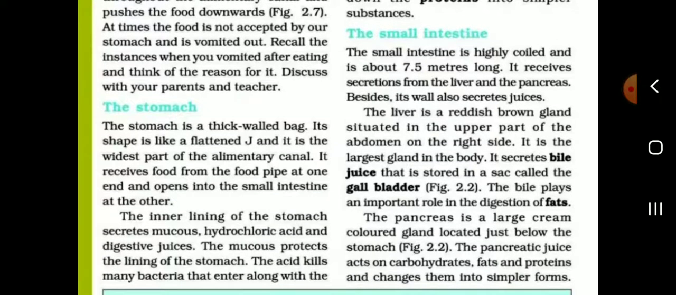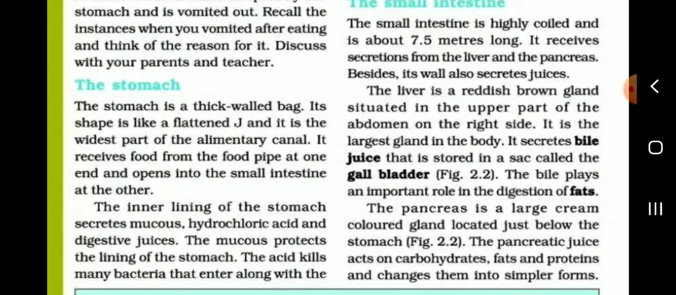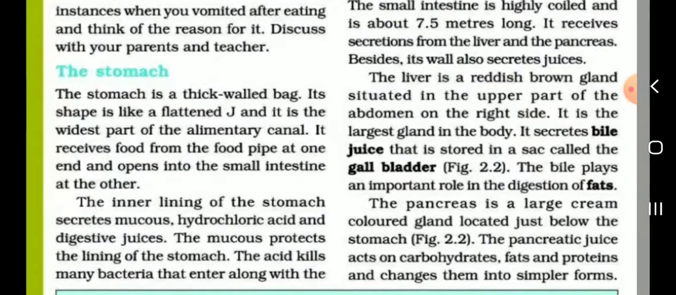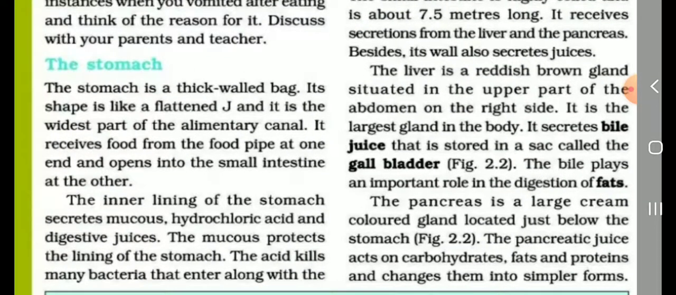Okay. Listen, next is the stomach. The stomach is a thick-walled bag. Its shape is like a flattened J, and it is the widest part of the alimentary canal. It receives food from the food pipe at one end and opens into the small intestine. The inner lining of the stomach secretes what? Mucus, hydrochloric acid and digestive juices.